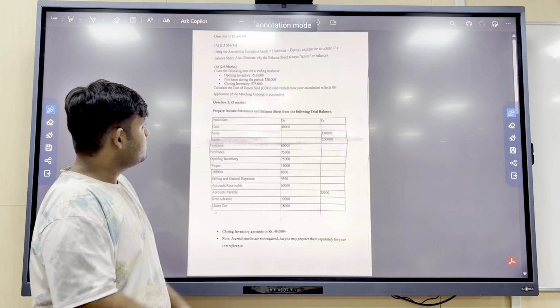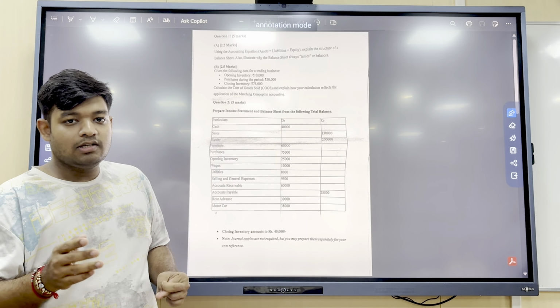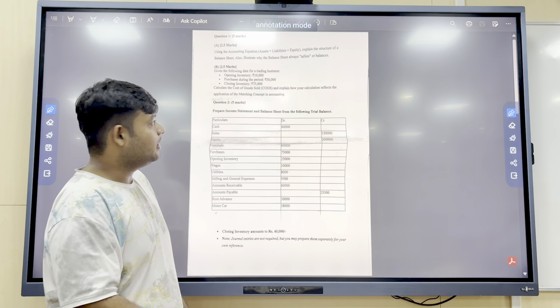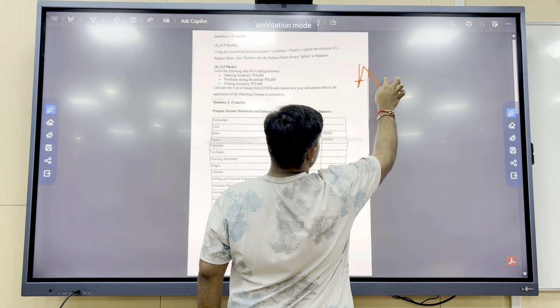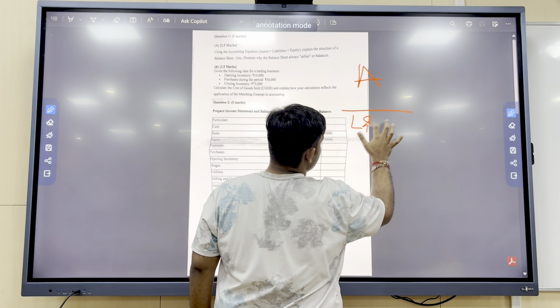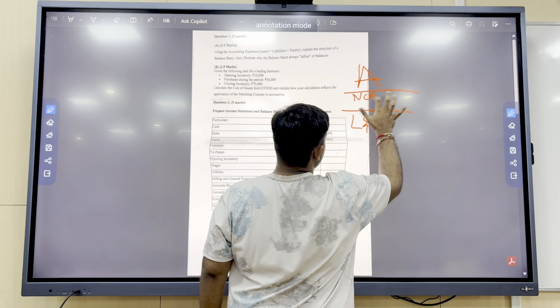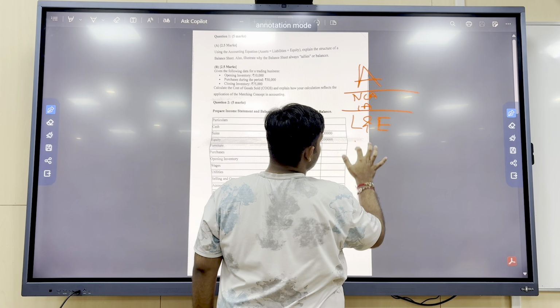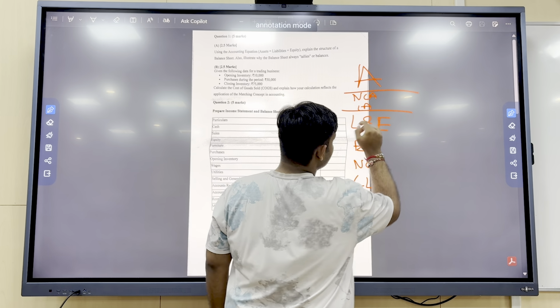Question number 1 says that we need to explain the structure of the balance sheet using the basic accounting equation, which is that asset is equal to liability plus equity. So the basic structure of the balance sheet is, here comes the asset and here comes the liabilities and equities. Here there are two parts, non-current asset and current asset. Along with that, here is equity, non-current liabilities and current liabilities.